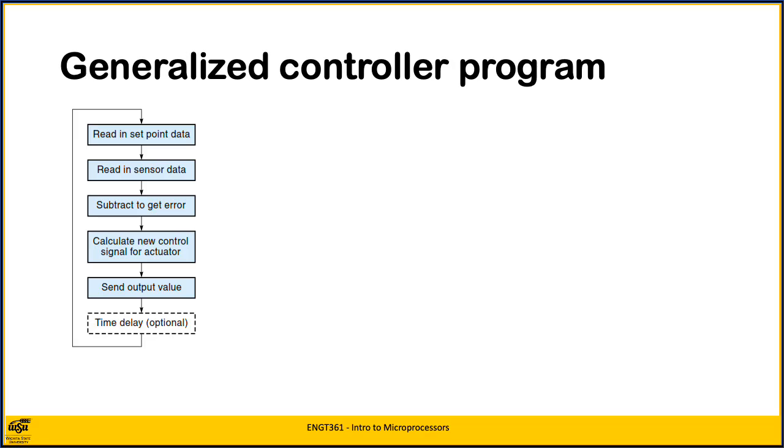The basic structure of a controller program is a loop. In a loop structure, the same sequence of instructions is executed over and over again, and each pass through the loop is called an iteration, or scan. This slide shows a generalized controller program, and an explanation of the program follows.